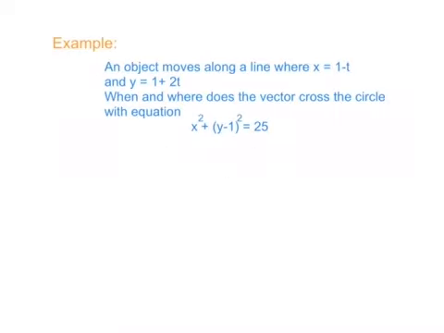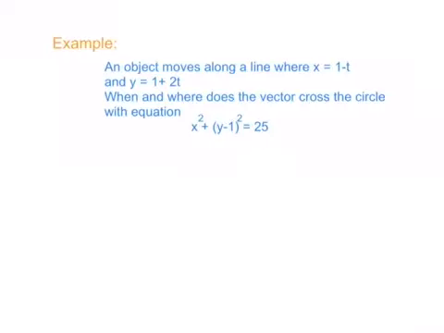An example: an object moves along a line where x equals 1 minus t and y equals 1 plus 2t. When and where does the object cross the circle with the following equation? x squared plus (y minus 1) all squared equals 25.